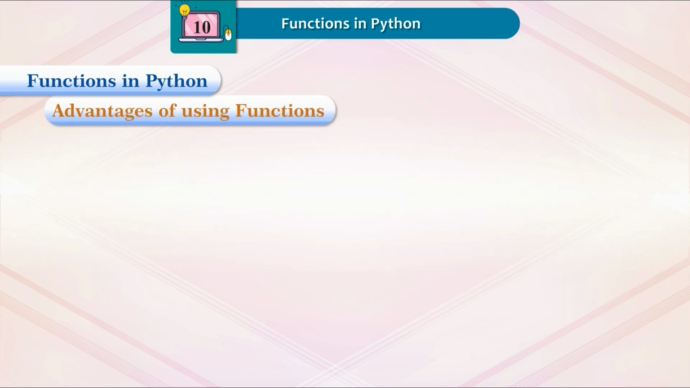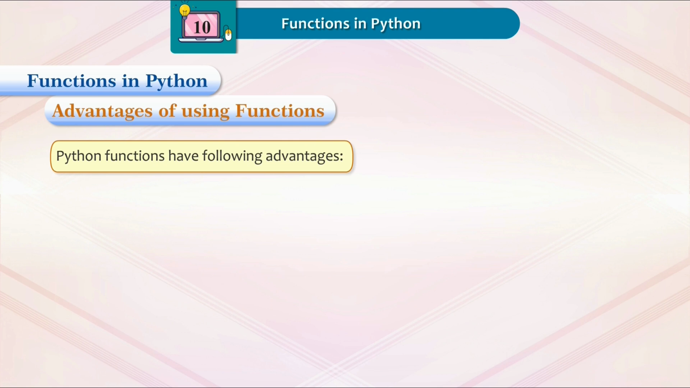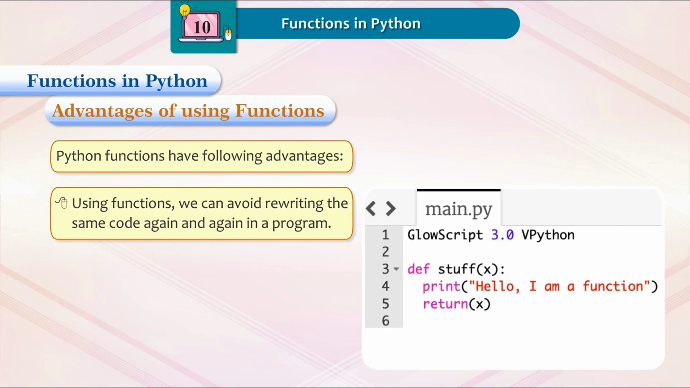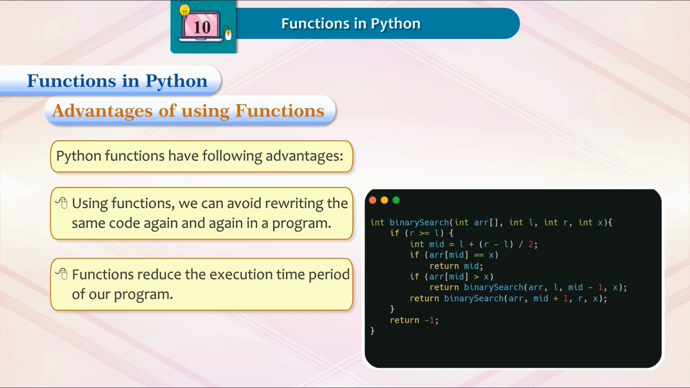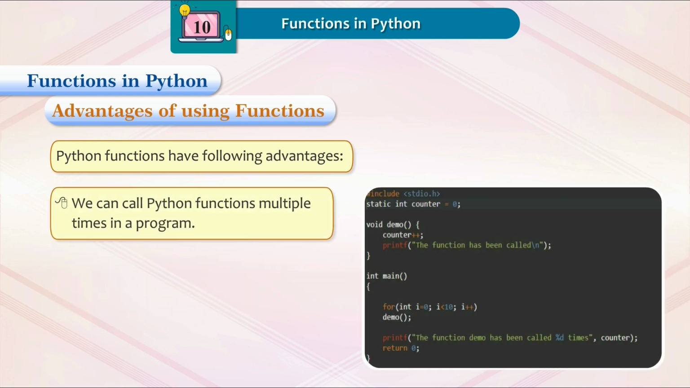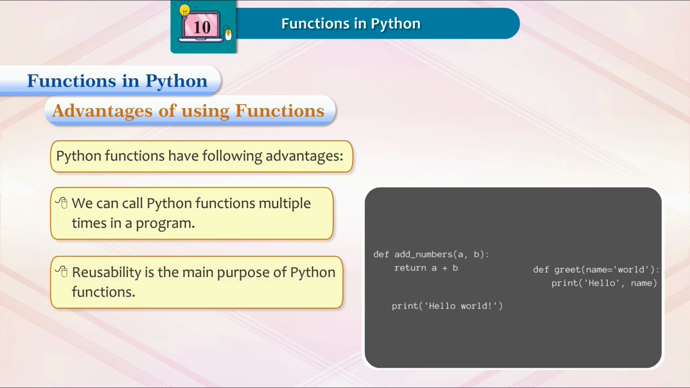Advantages of using functions. Python functions have the following advantages. Using functions, we can avoid rewriting the same code again and again in a program. Functions reduce the execution time of our program. We can call Python functions multiple times in a program. Reusability is the main purpose of Python functions.